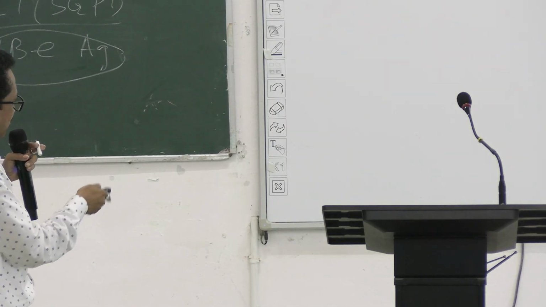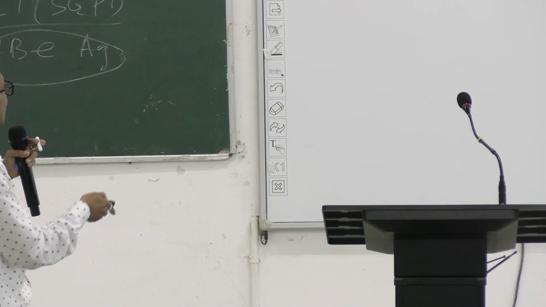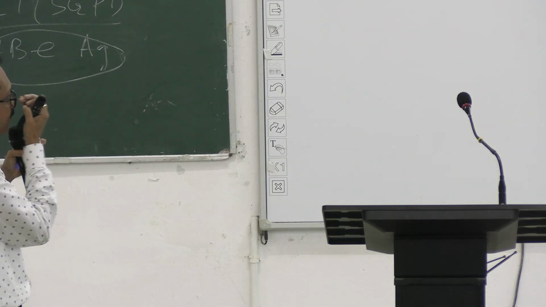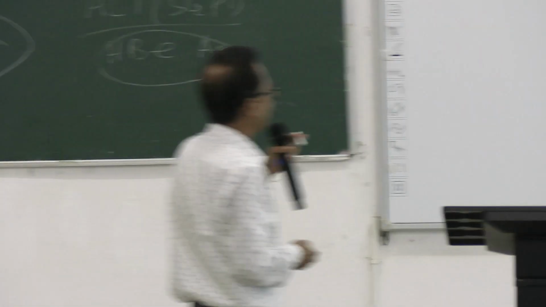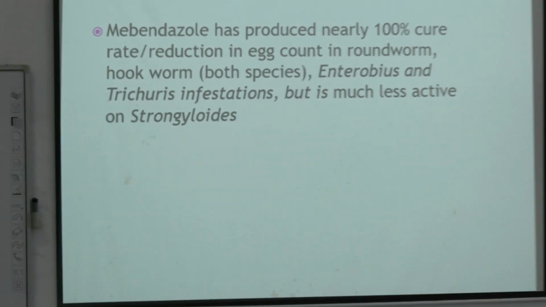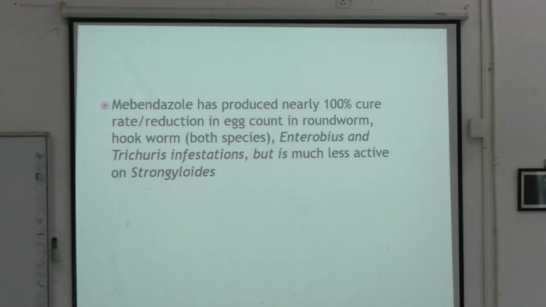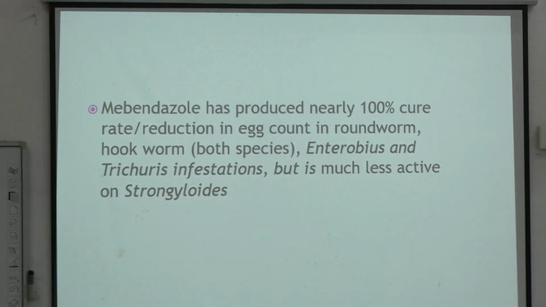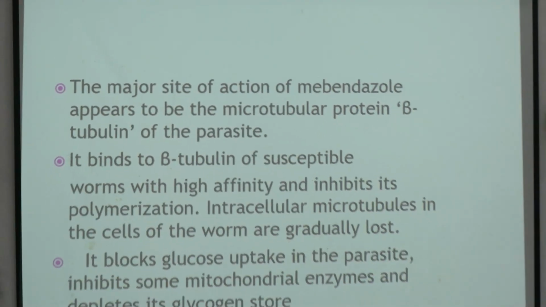Hydatid disease, Echinococcus granulosus. Mebendazole has produced nearly 100% cure in roundworm, hookworm, and enterobius, but is less active on strongyloides. So for strongyloides, you have to give ivermectin as the first choice.